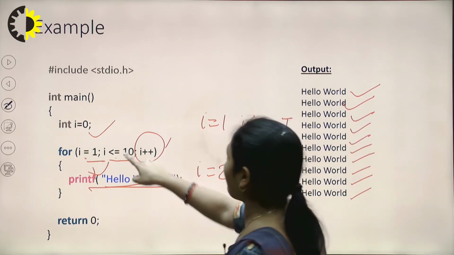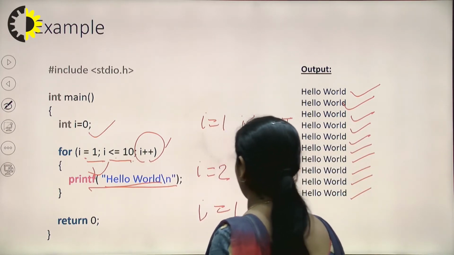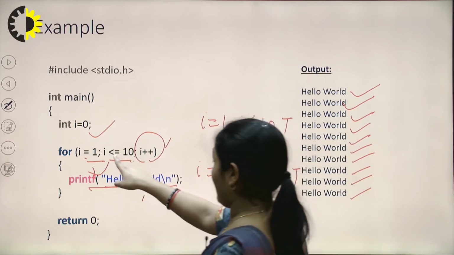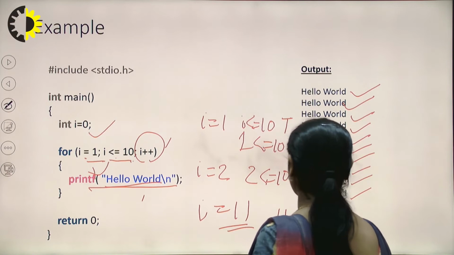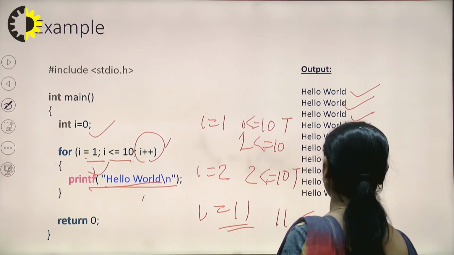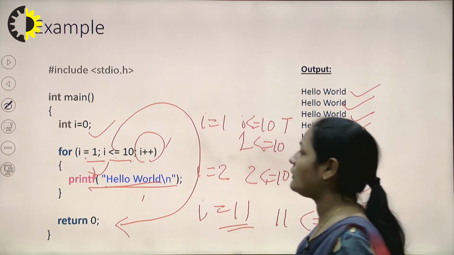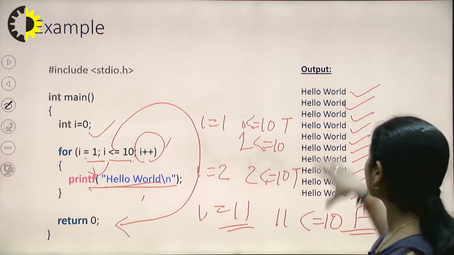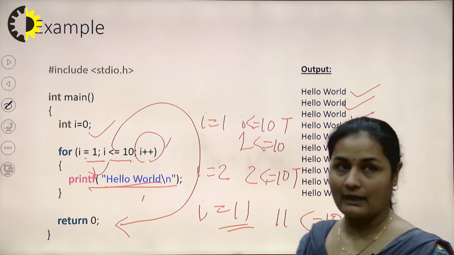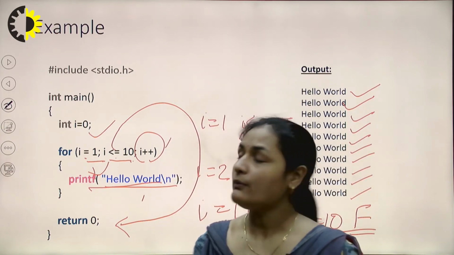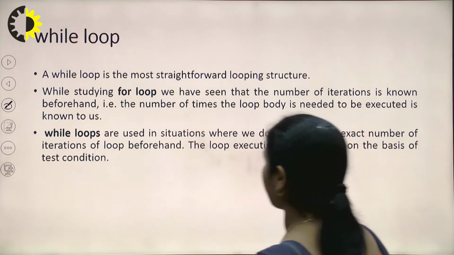And when the value of i becomes 11, after 10, it will increment and become 11. Is 11 less than or equal to 10? No, the condition becomes false. And when the condition becomes false, it will come out from the loop. So hello world is printed 10 times. So this is the concept of how we use for loop in C language.